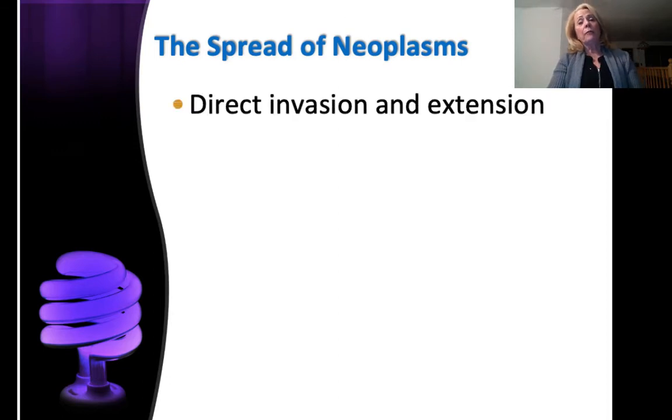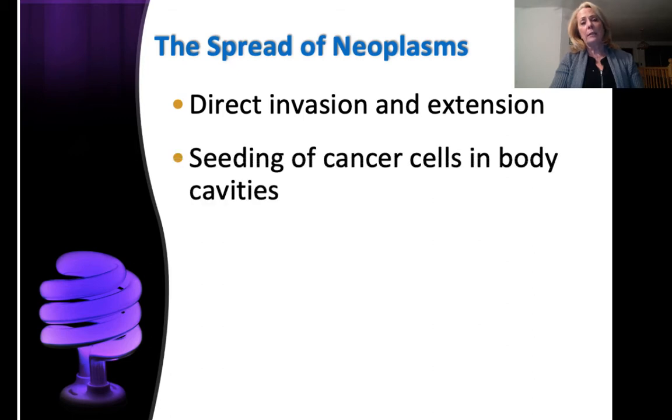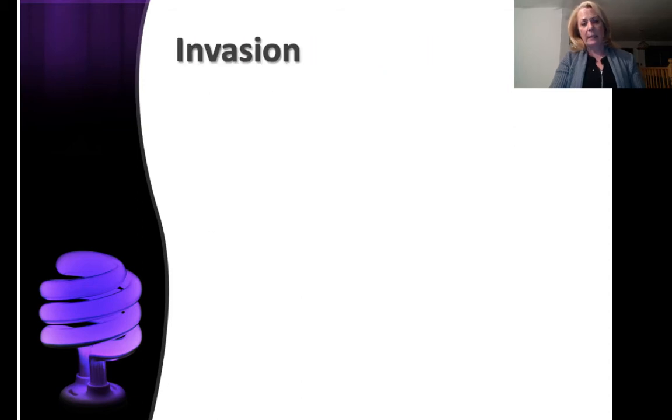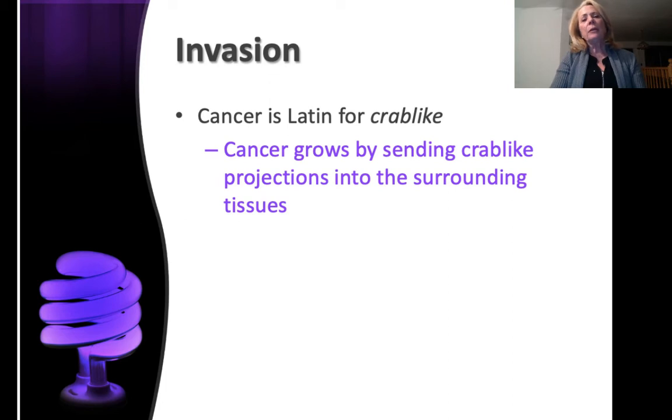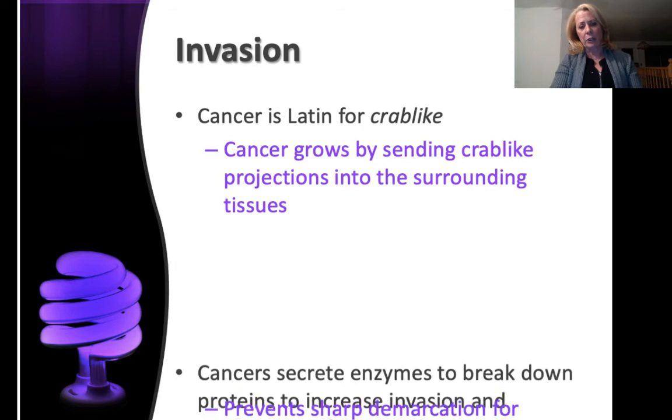Now, the spread of neoplasms, you can have what's called direct invasion and extension. You can have seeding of cancer cells in the cavities of the body, and then you can have metastases. So talk about invasion first. So cancer is actually the Latin term for crab-like, and what happens with these invasions is that you get these little projections of the cancerous cells moving throughout the tissue.